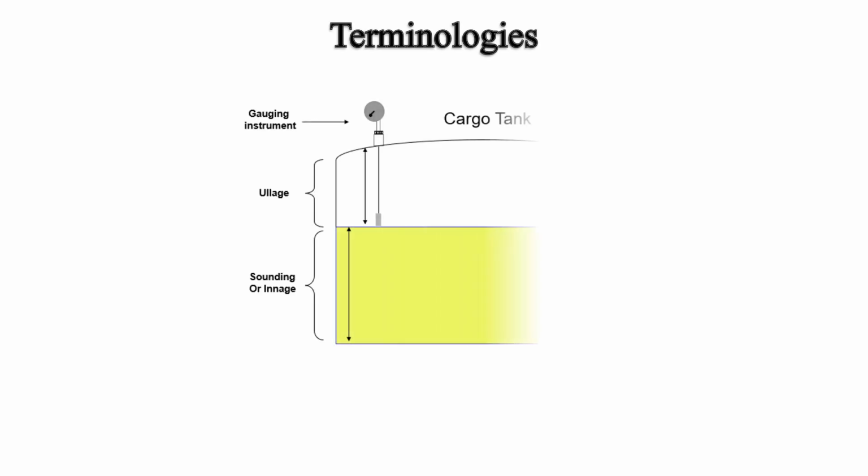Moving on, let us look at a particular tank scenario. Now here we have a cargo tank and we have all the instruments that are used to measure and sounding, and we see a particular word here, ullage. Now, ullage is the void space in the tank which is measured from the top of the tank to the upper surface of any particular fluid.